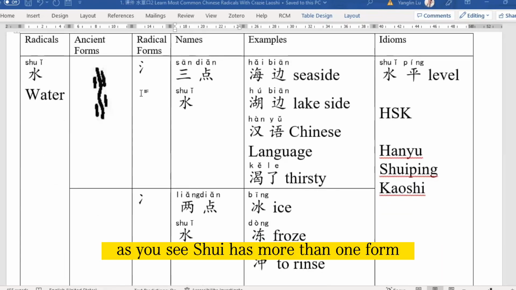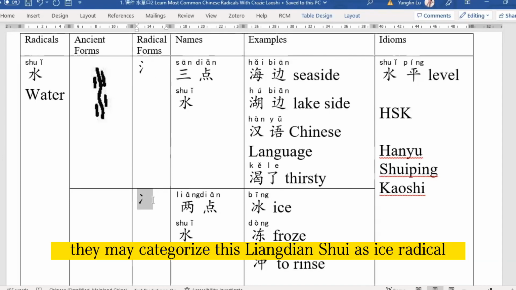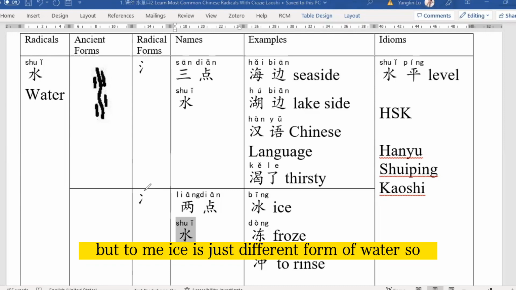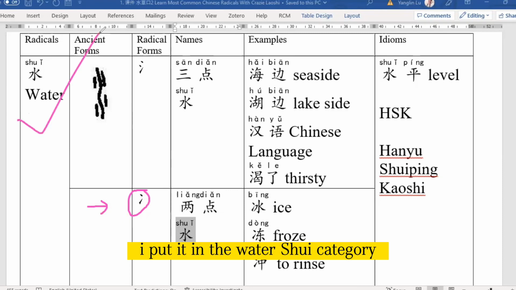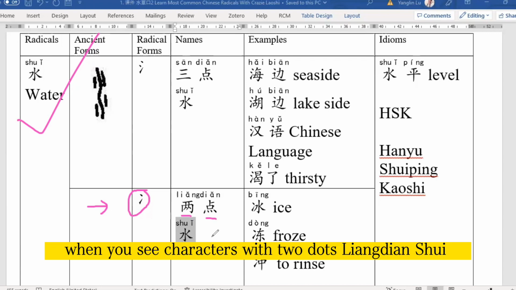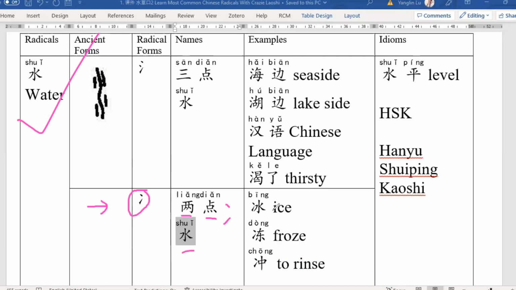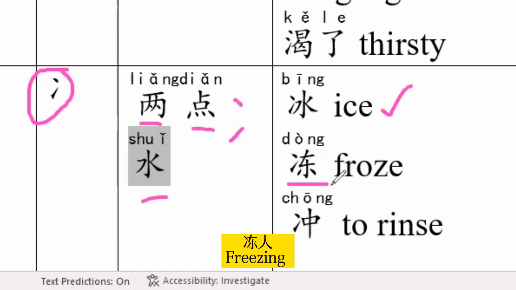As you see, 水 has more than one form, okay? And in some textbooks, they may categorize this 两点水 as the ice radical, okay? But to me, ice is just a different form of water, so I put it in the water 水 category. But what's the difference? When you see characters with 2 dots, okay, 两点水, usually it's related to coldness. Okay? So like 冰、冷、冻、冲.